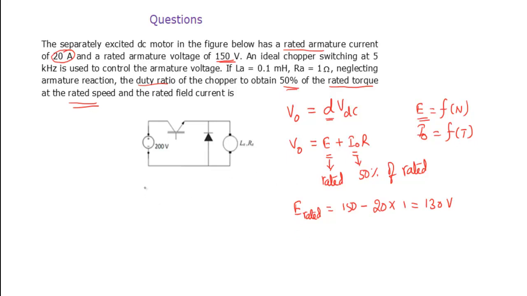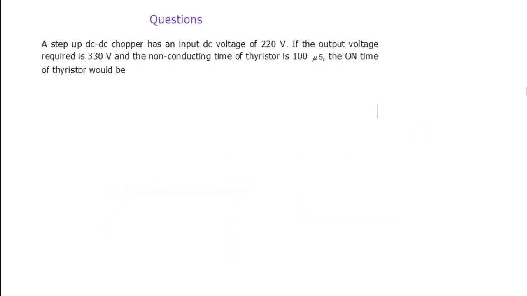Okay, so if you want to calculate the required V average, what is that? It is rated back EMF plus 50% of rated torque, that means 50% of rated current, that means 10 ampere into 1. So 140 volts. Now substitute in this, get the duty ratio. Duty ratio is nothing but required voltage divided by source voltage. Source voltage is 200. So that means 14 divided by 20, 7 divided by 10, that means 0.7. So that's it. These are the things we need to use to calculate this. Okay, moving on to next.